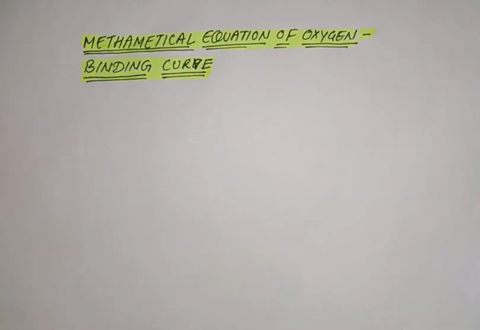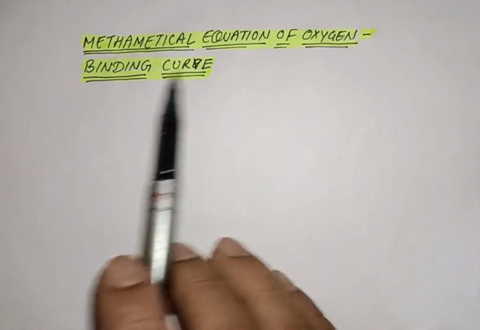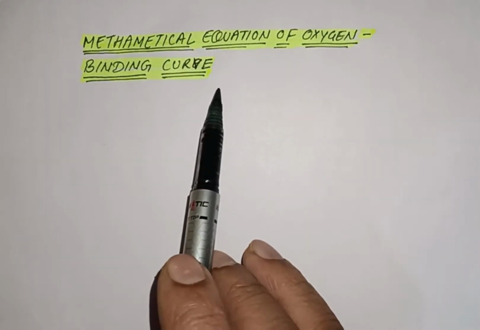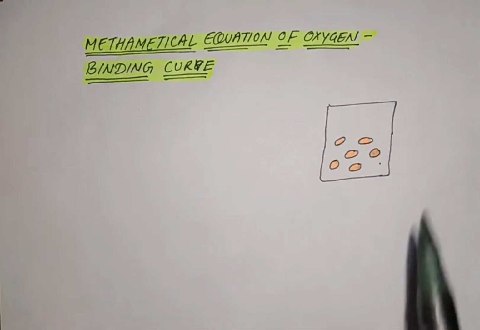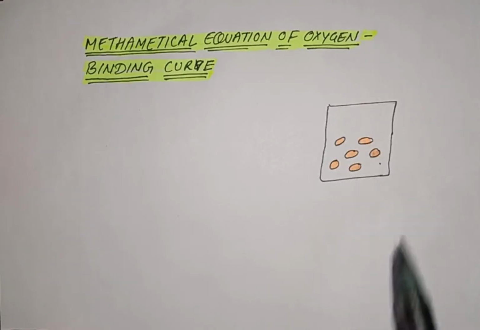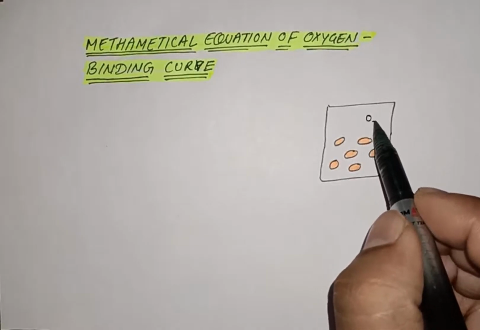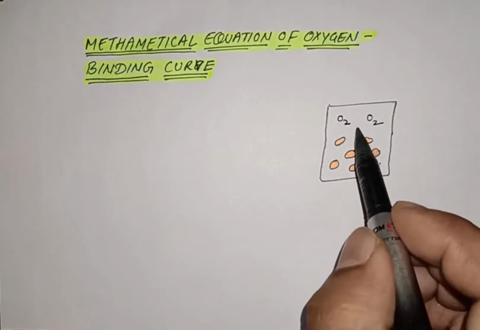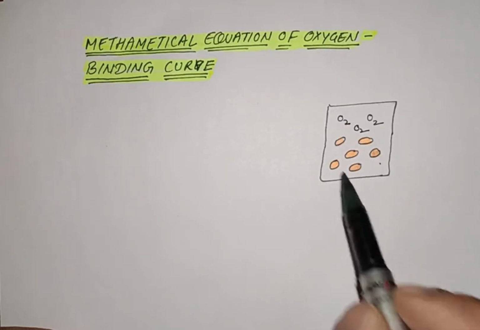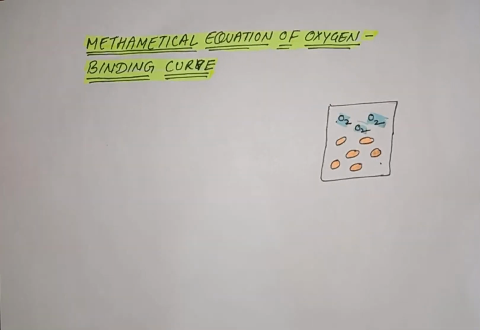The next topic is the mathematical equation of the oxygen binding curve, or the oxygen dissociation curve, for hemoglobin and myoglobin. Suppose we have a chamber in which 7 molecules of myoglobin are present, and oxygen is also present in this chamber. Suppose there are 3 oxygen molecules for the 7 molecules of myoglobin in this chamber.